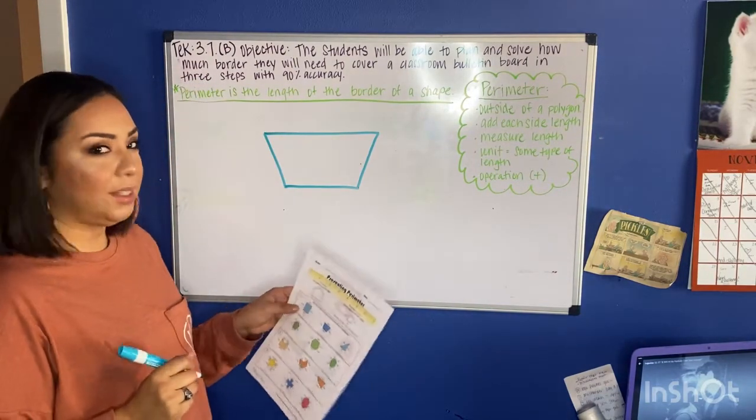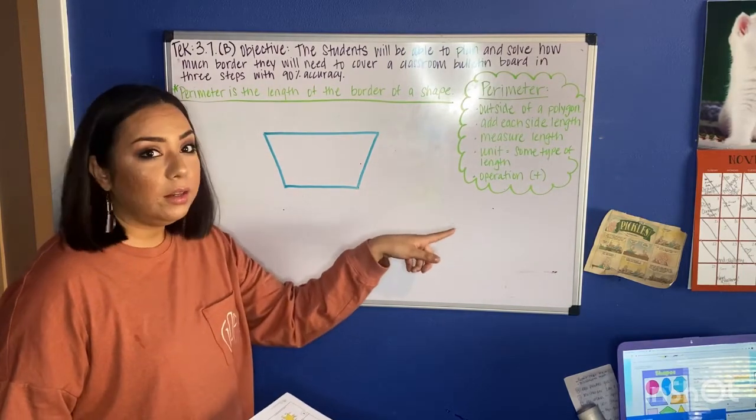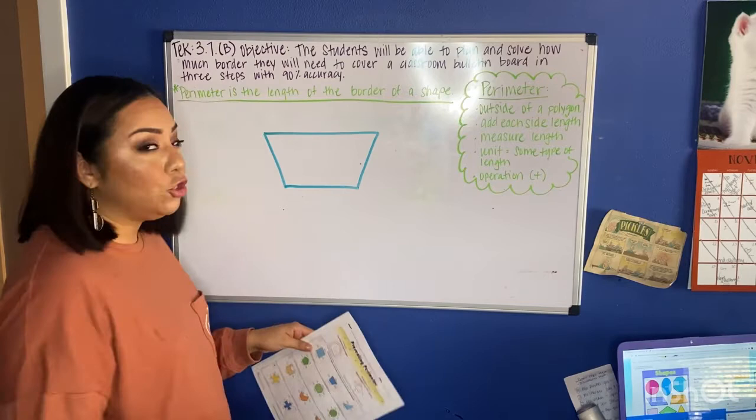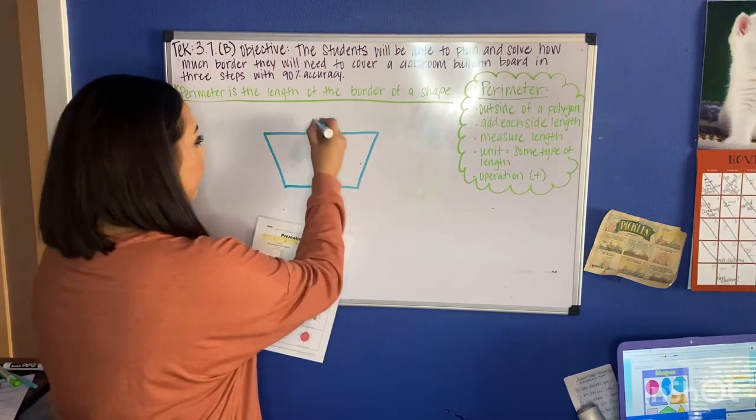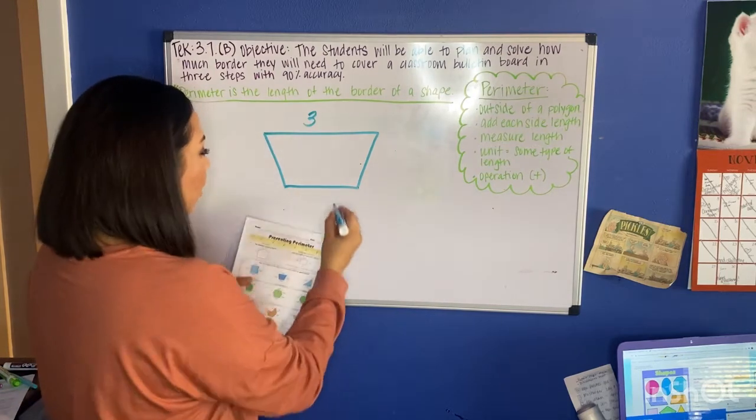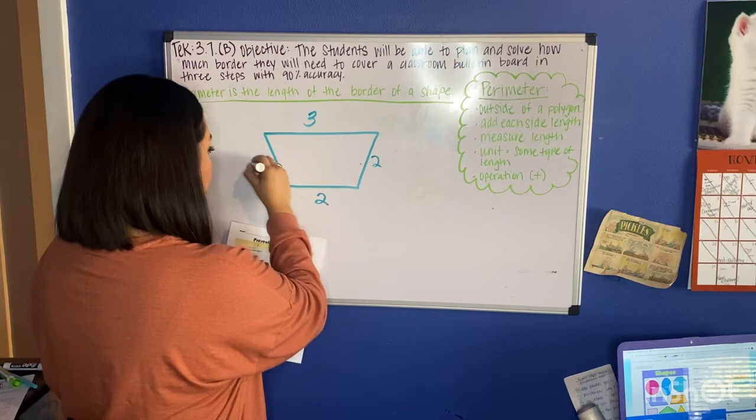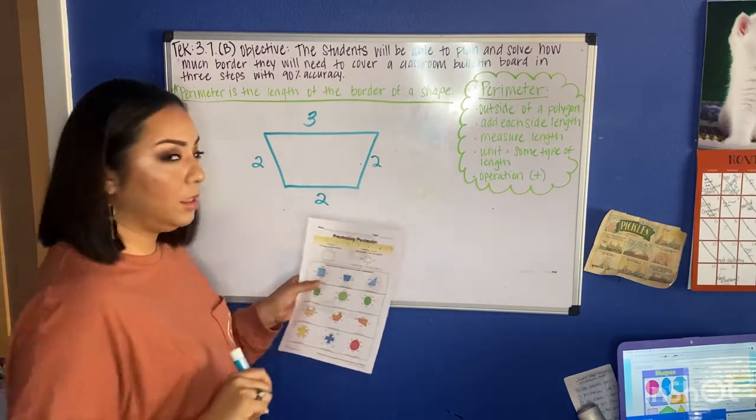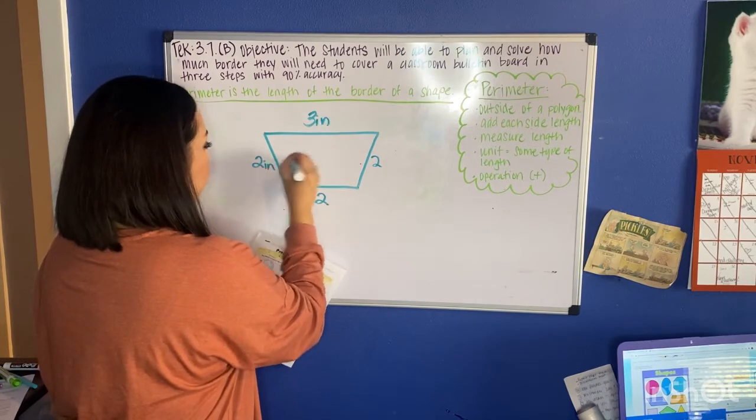What kind of shape is that? You're right, it's a trapezoid. Is it still a polygon? Yes. How many sides does a trapezoid have? 4. So on this one, we have 3. We have a 2 down here. And then the sides on the side are also 2. Now what else do we notice in this picture? It's in inches. You're right.